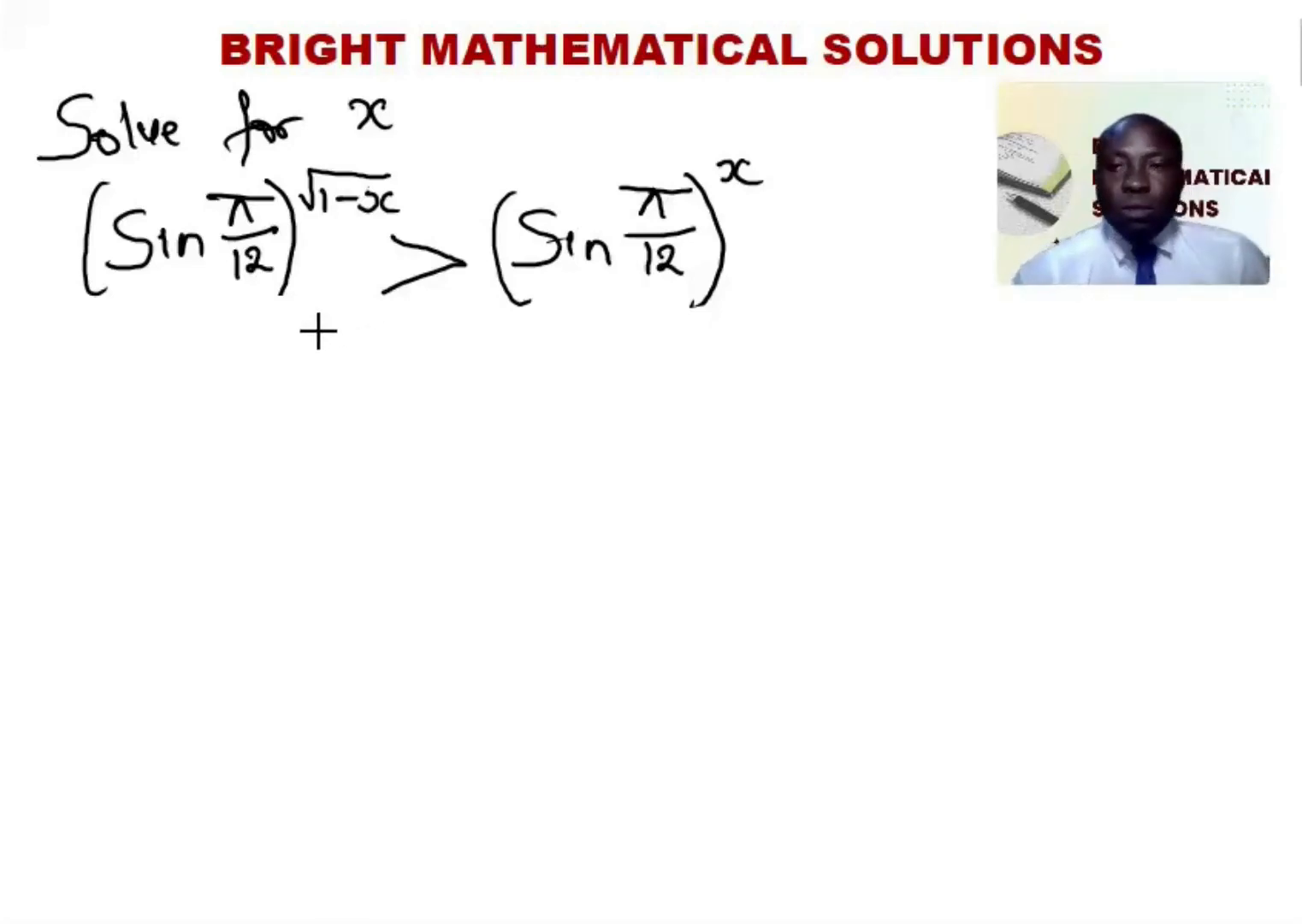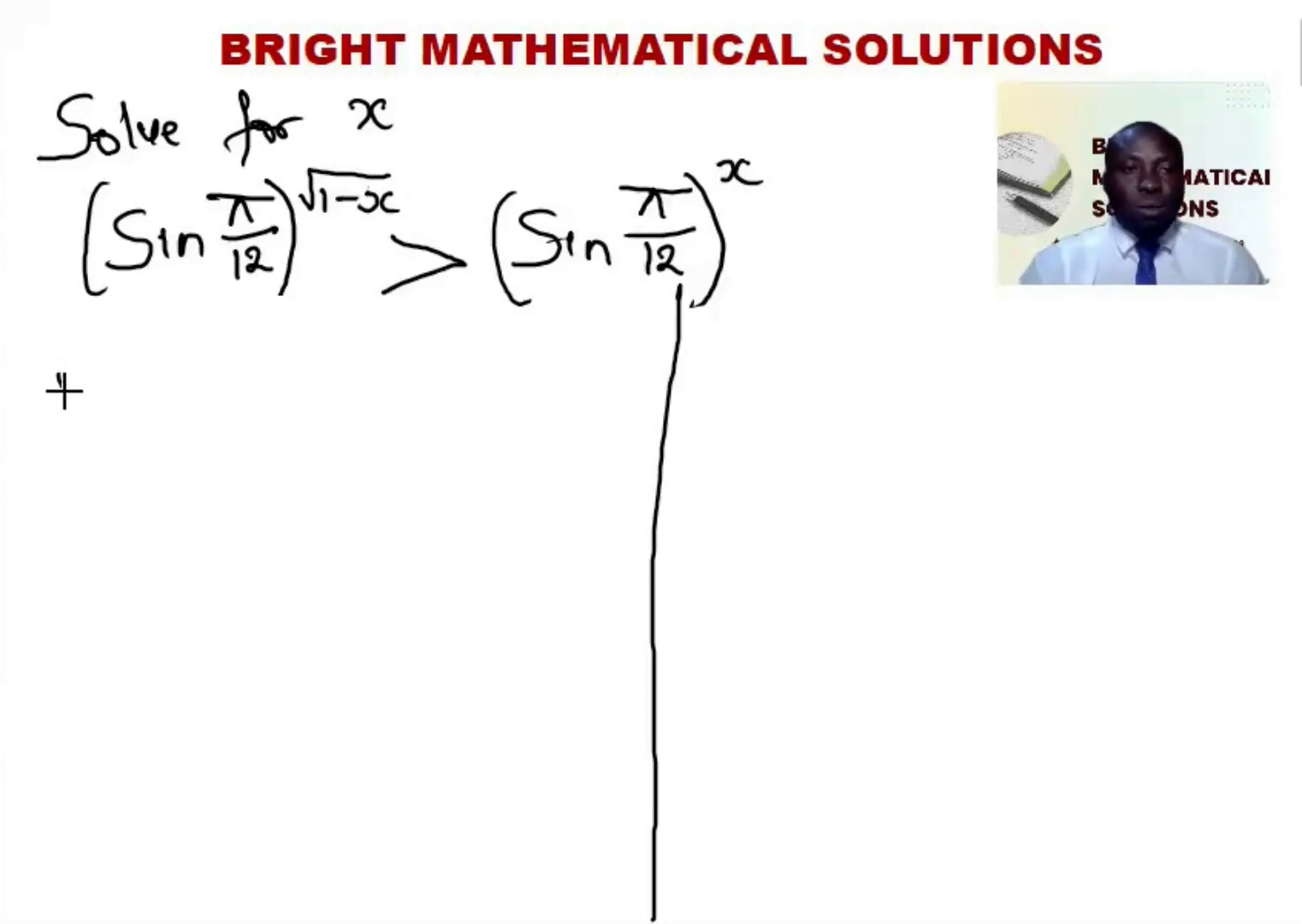Hello, let us solve this Olympiad Mathematics together, which says solve for x: sine pi over 12 into 1 minus x is greater than sine pi over 12 raised to the power of x. So now to solve this, since we know that this and this are the same, what is on the left hand side is the same as what is on the right hand side. Definitely it is the powers that are greater. So therefore 1 minus x is greater than x.